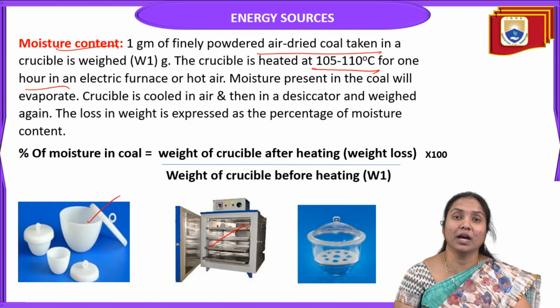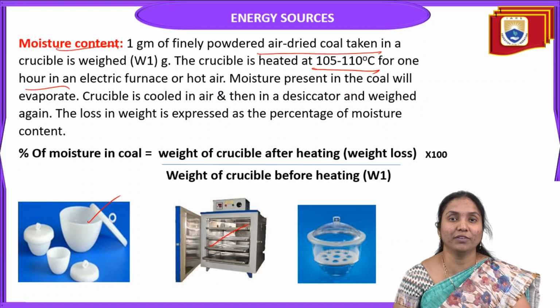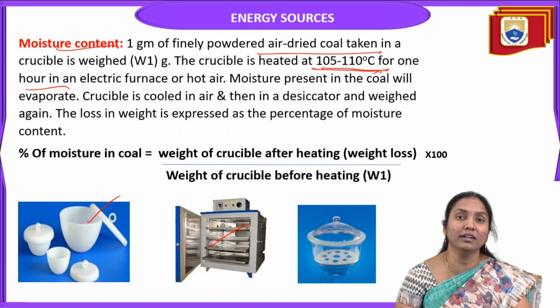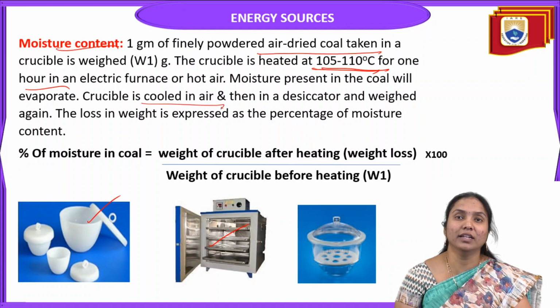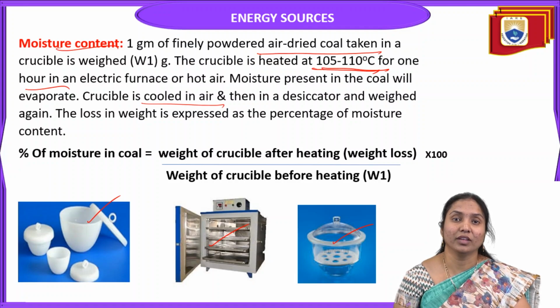So first I have to take 1 gram of finely powdered air-dried coal sample in the crucible, heating in an electrical furnace or muffle furnace, maintaining the temperature at 105 to 110 degrees centigrade for 1 hour. If moisture is present in the coal sample, it will evaporate. Then the crucible is cooled in air, transferred into a desiccator, and weighed again. What you have to observe is the loss in weight of the coal sample.